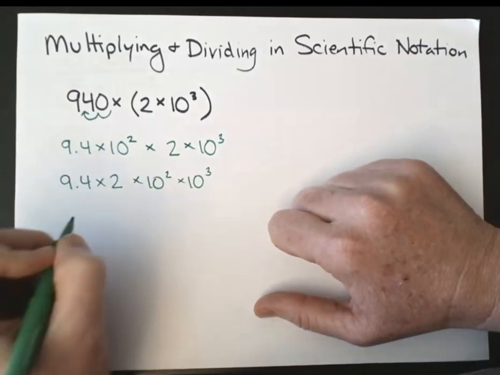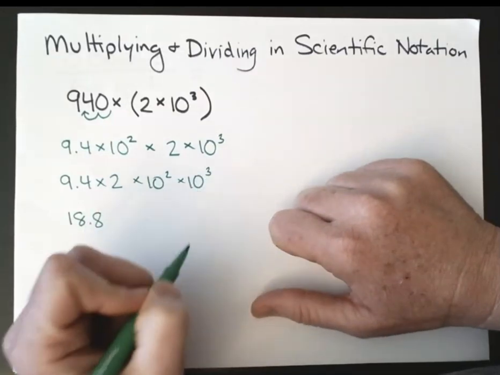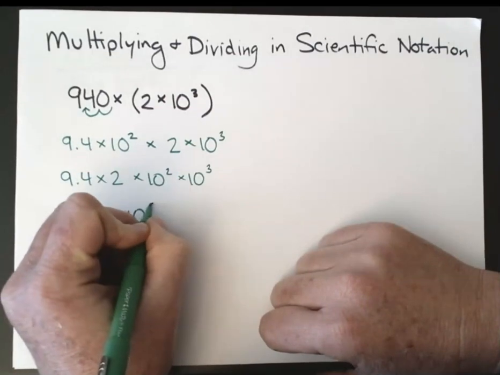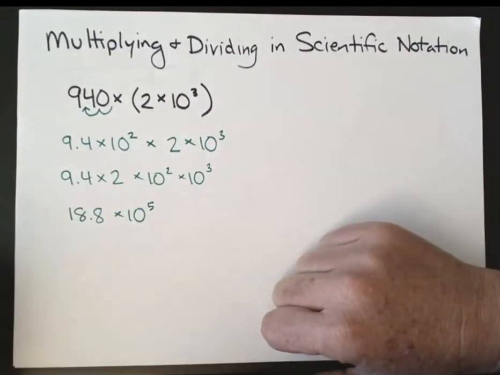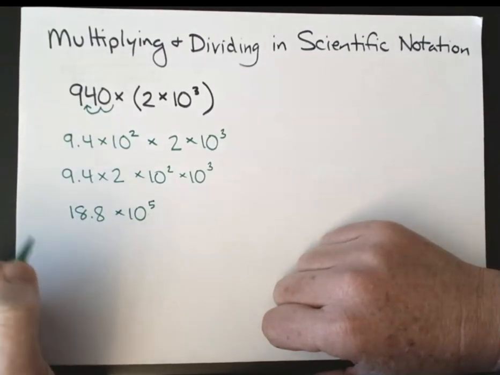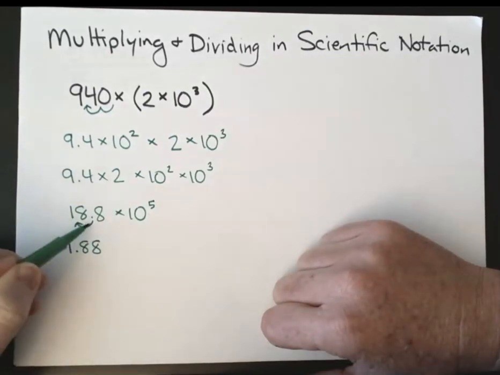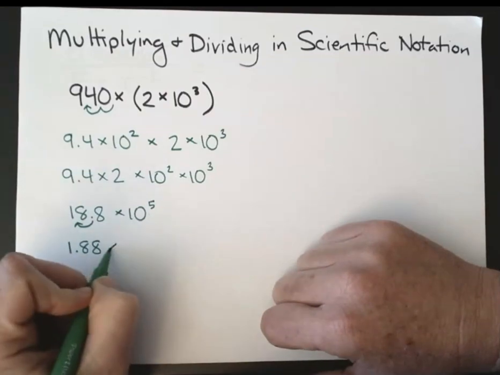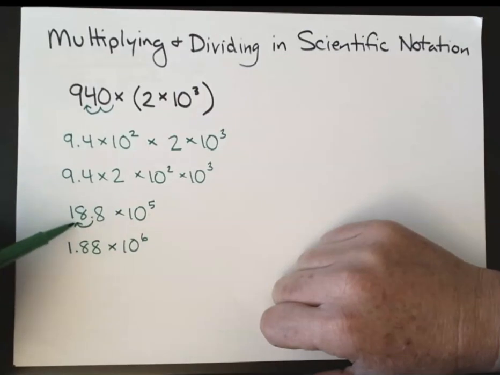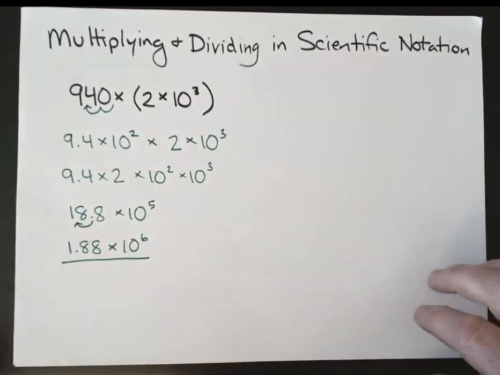So I have 9.4 times 2, that's 18.8. 10 to the 2nd and 10 to the 3rd, well, just like with exponents, I have 2 10s and 3 10s, so now I have 5 10s. Well, this is not in proper scientific notation. This number needs to be between 1 and 9.99999. So I'm going to make this smaller, 1.88. So if I make this smaller to maintain my value, I need to make this bigger by a factor of 10. I made this smaller by a factor of 10, so I have to make this bigger by a factor of 10 to maintain its value. Okay.